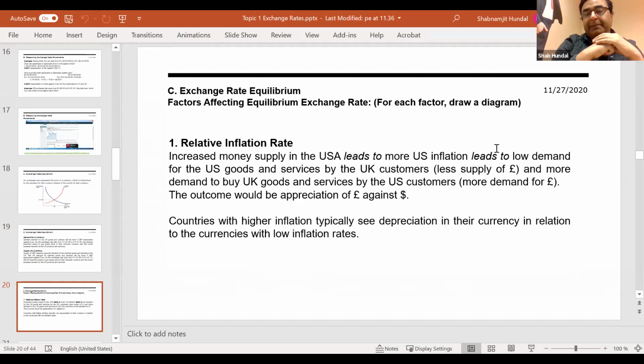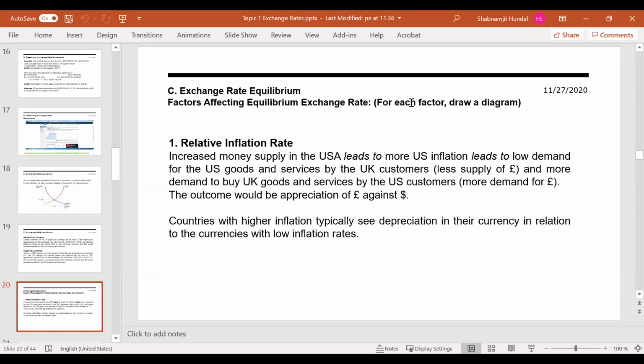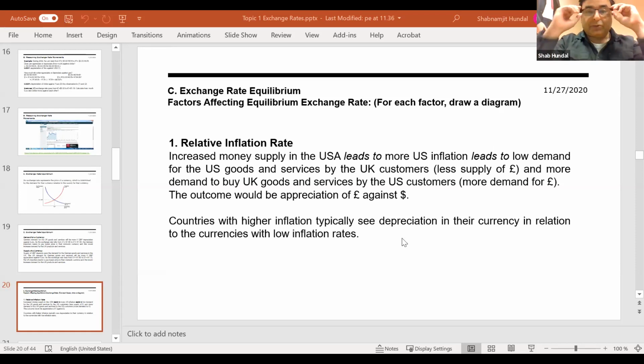So there are many factors which can have an impact on the exchange rate. We just saw on Yahoo Finance that the exchange rate of the euro vis-a-vis the American dollar was fluctuating quite a lot. So what could be the factors behind it? Why does the exchange rate not remain stable? Why does it change? The first factor is the relative inflation rate.